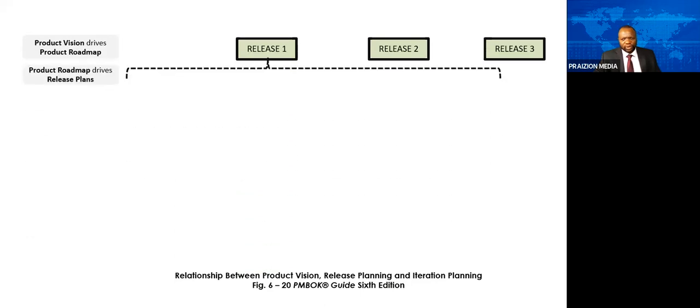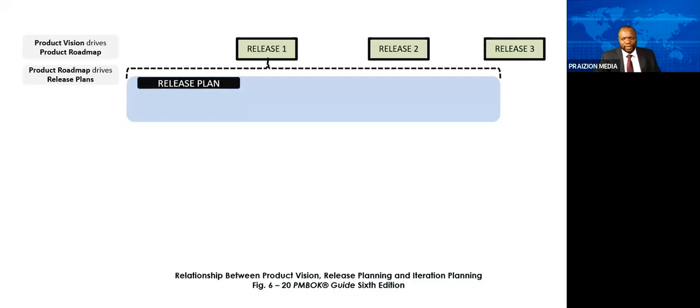So if you recall what I showed you in the world of Scrum, this is very, very similar. So the product vision drives the product roadmap. And this is really a collection of releases. We need to have an idea of the product. Where is it going? Where are we headed towards? The product roadmap drives release plans. Now, these release plans are really a collection of sprints.